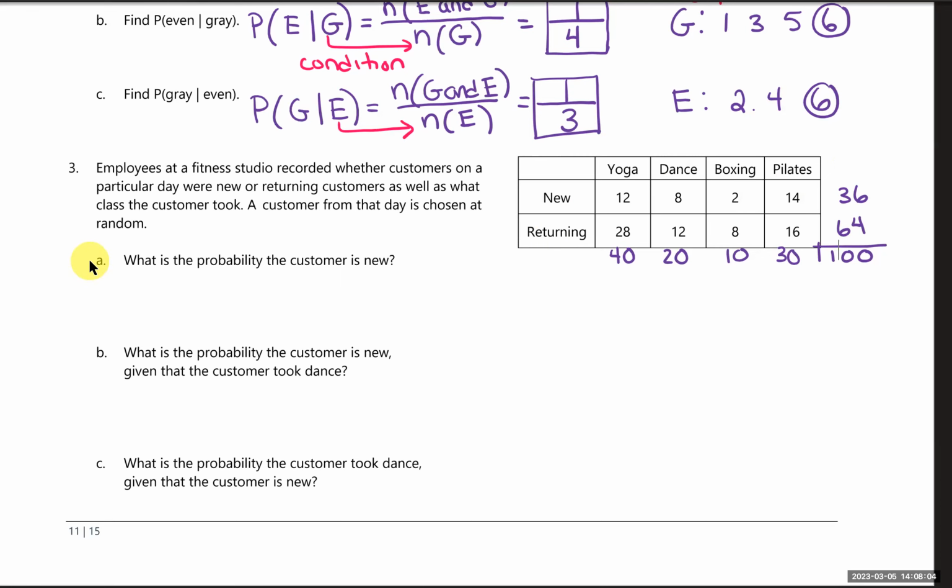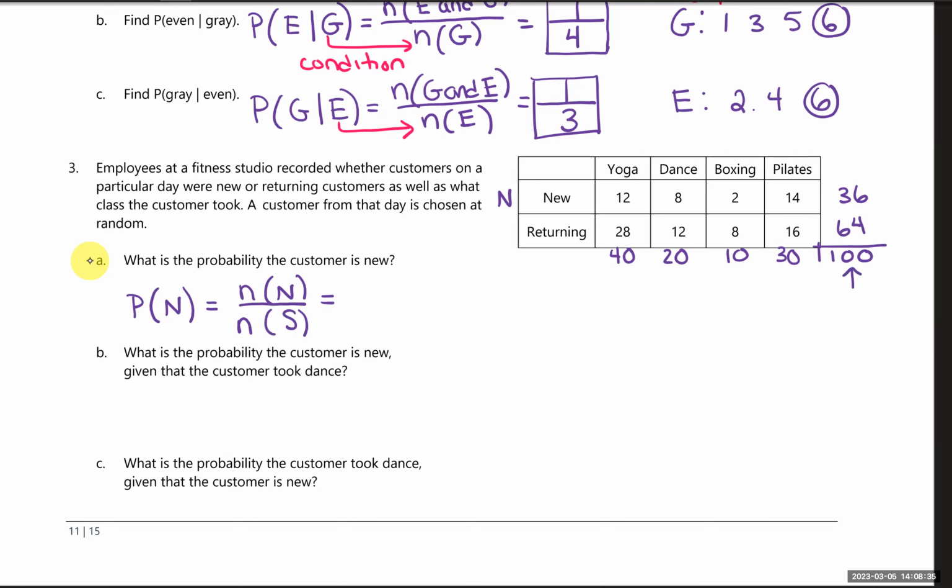Okay, if we pick a customer at random, what is the probability that the customer was new? I'll just do N for new. All right, so you can go directly to the answer. I'm just going to write the formula again for people that would like to see it. So this is just classical probability. We keep track of the number that are new over the number of people in our sample space.